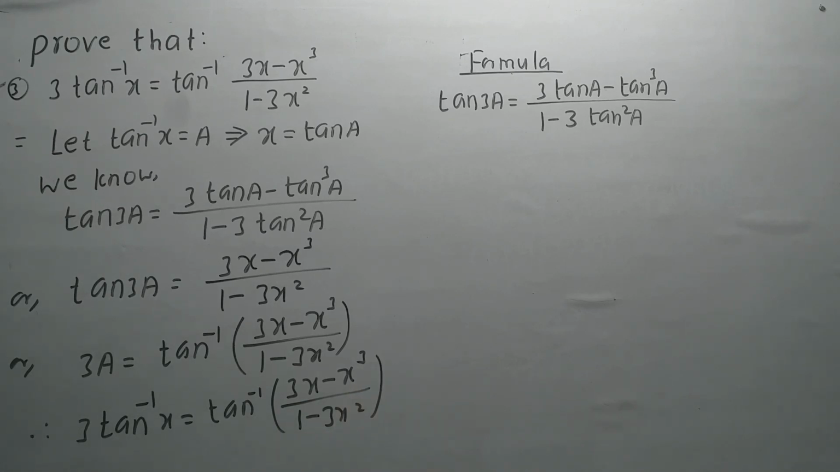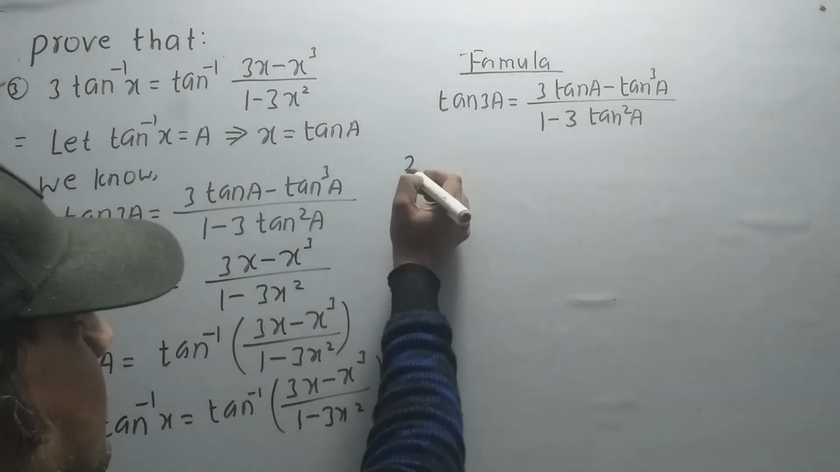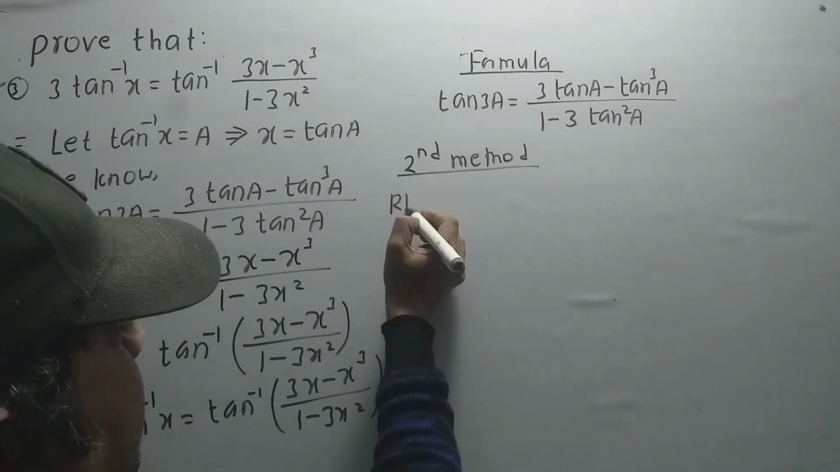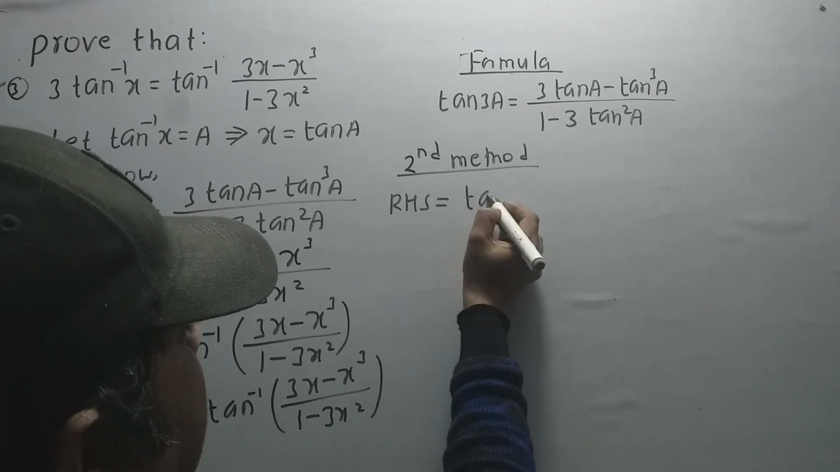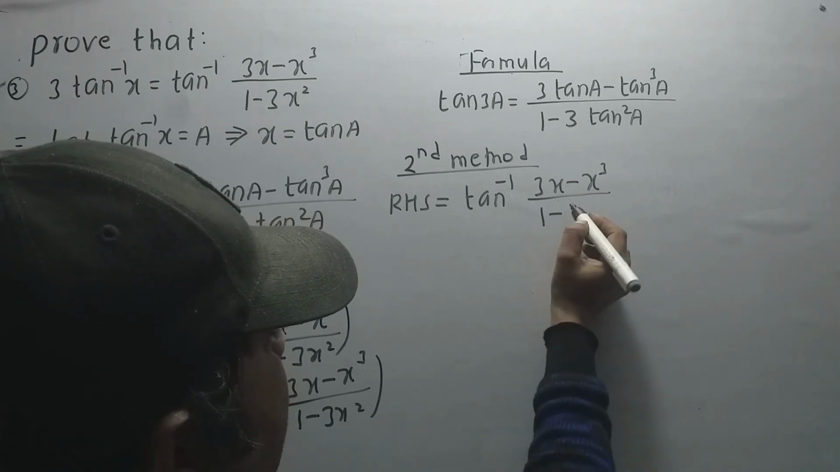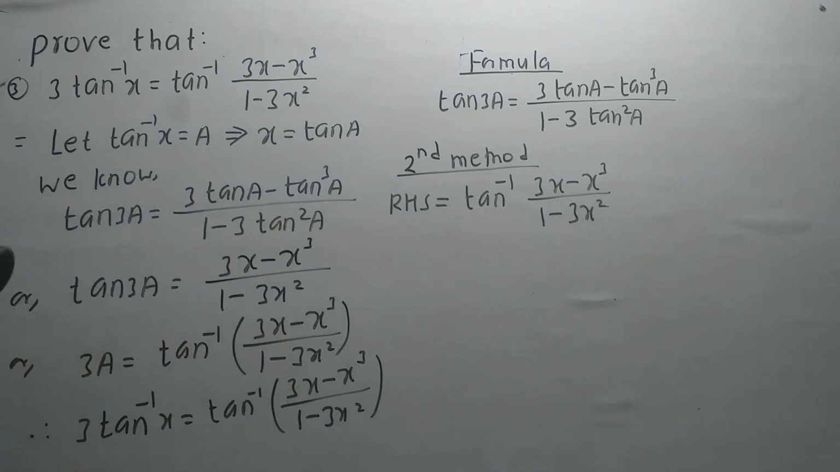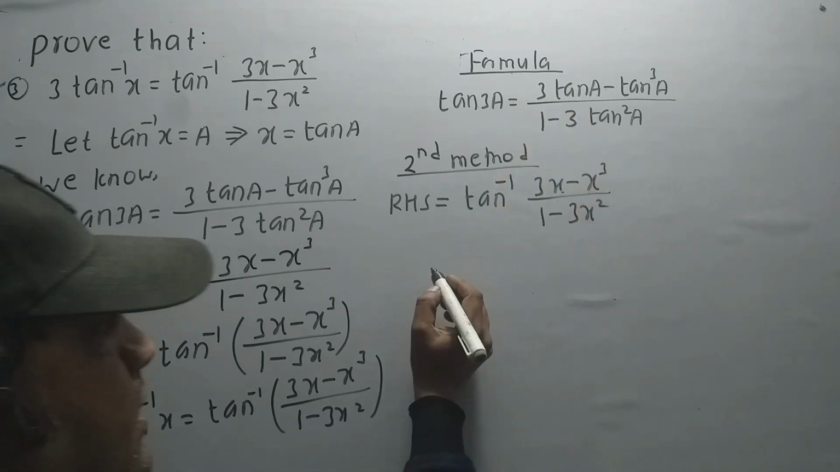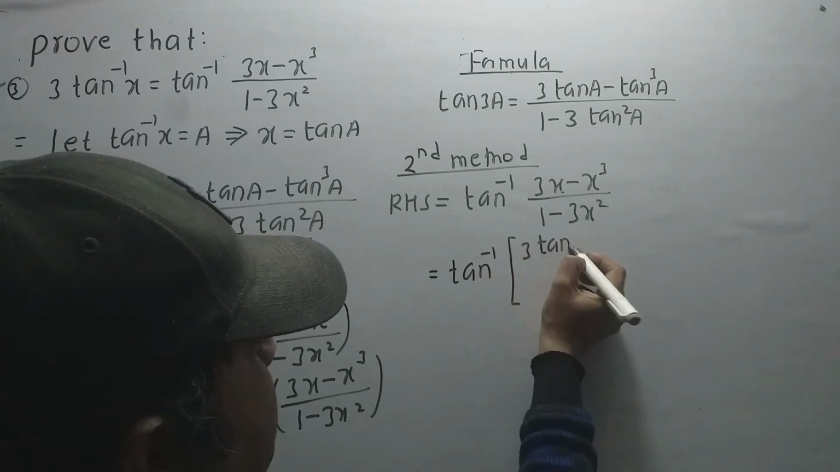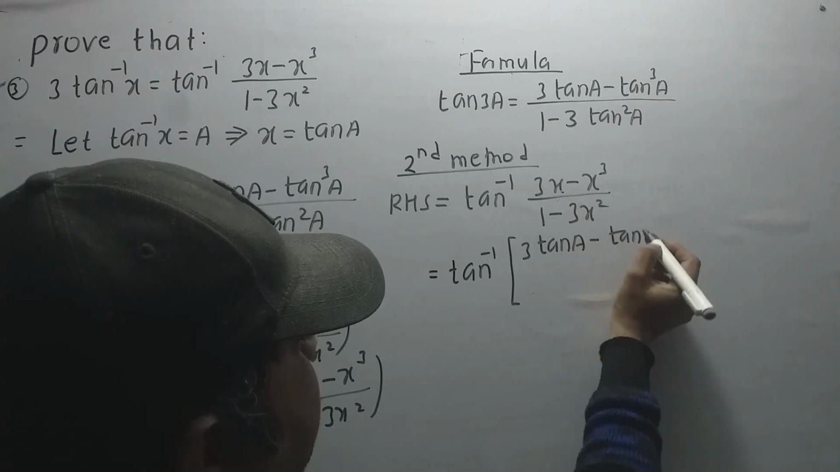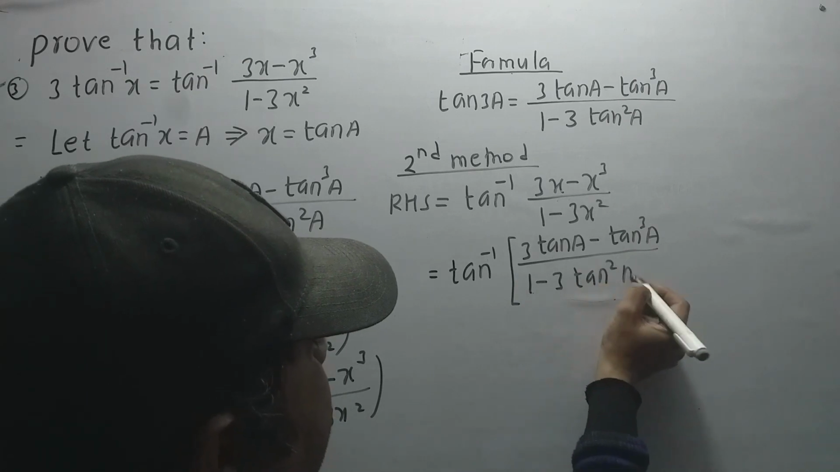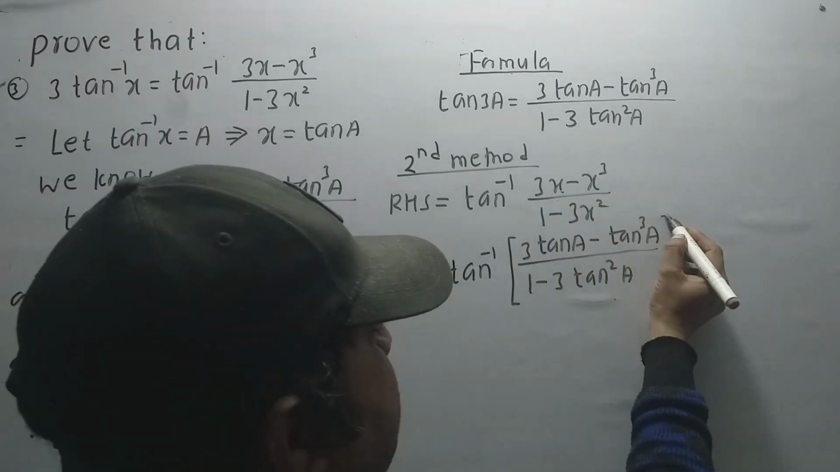Now we will solve it by the second method also. In the second method, you take the right hand side. Our right hand side is tan inverse of 3x minus x cube, the whole divided by 1 minus 3x square. Now in place of this x, you replace it by tan a. So write tan inverse of 3 tan a minus tan cube a, the whole divided by 1 minus 3 tan square a. In place of this x, we have replaced that by tan a.